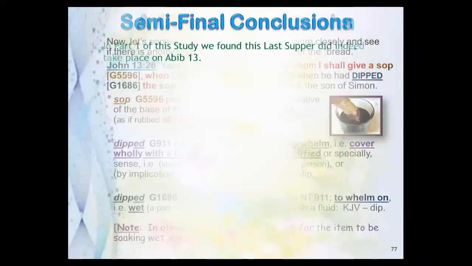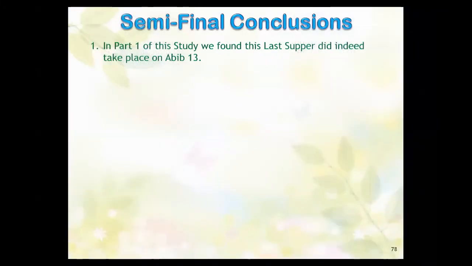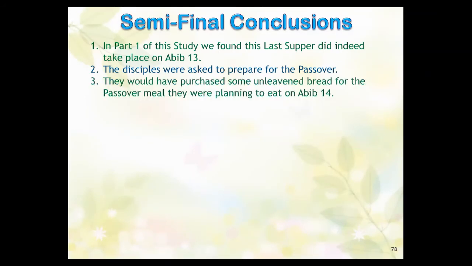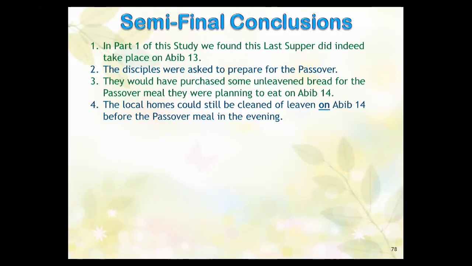So we have some semi-final conclusions here. In part one of this study, we found that the Last Supper did indeed take place on Abib 13, and we know that the disciples were asked to prepare for the Passover, even though they didn't understand what was going on. Point number 3, they would have purchased some unleavened bread for the Passover meal that they were planning to eat the next day. There would have been unleavened bread in that upper room.